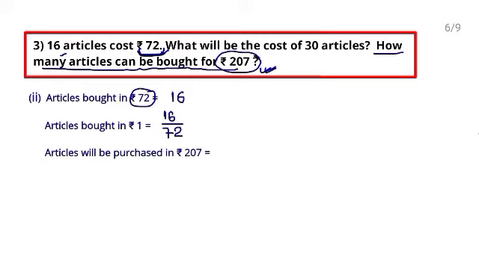Now you will find how many articles can be purchased in 207 rupees. 1 rupee में इतने article purchase हो रहे हैं. 207 के लिए we will multiply the number of articles purchased in 1 rupee by the available money, which is 207. Right. पहले आपने क्या किया? ₹72 के articles given थे. 1 rupee के article find out किए and then from 1 rupee you have found the articles purchased in ₹207.